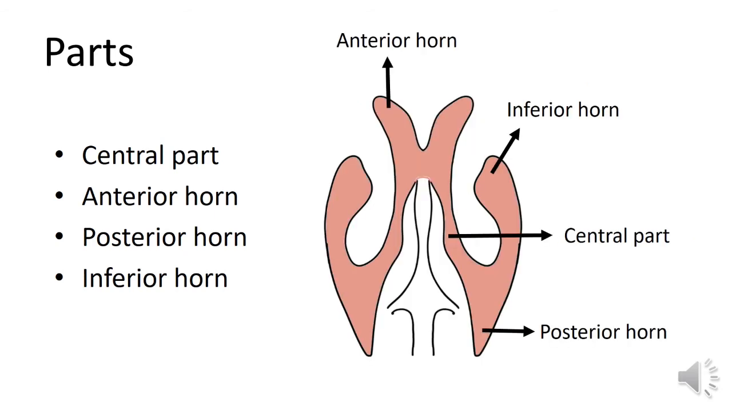This is a view from above, that is superior view. Again, the central part, the anterior horn in the frontal lobe, the posterior horn in the occipital lobe, and the inferior horn running into the temporal lobe.